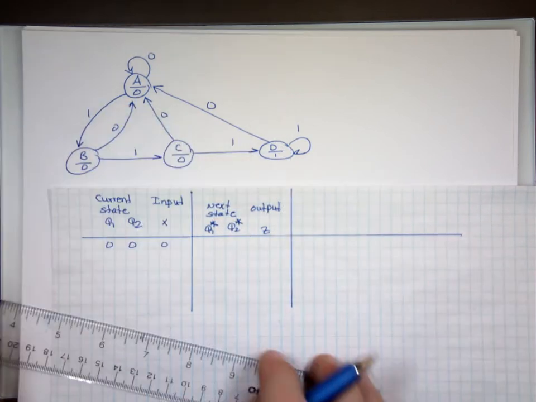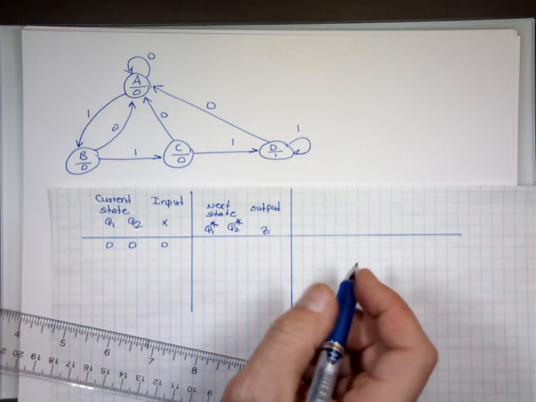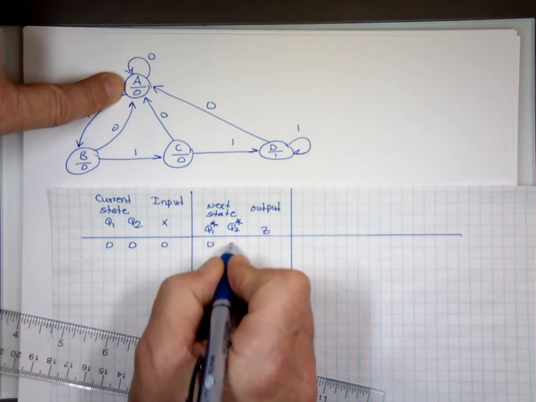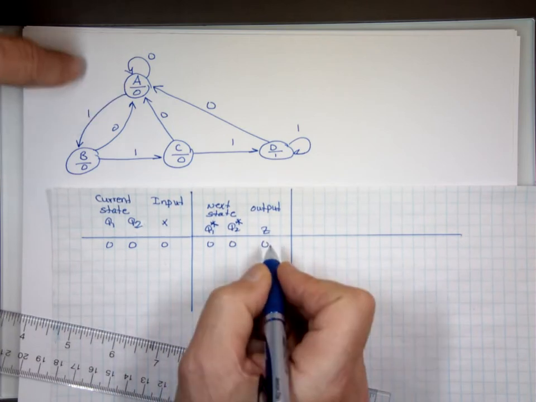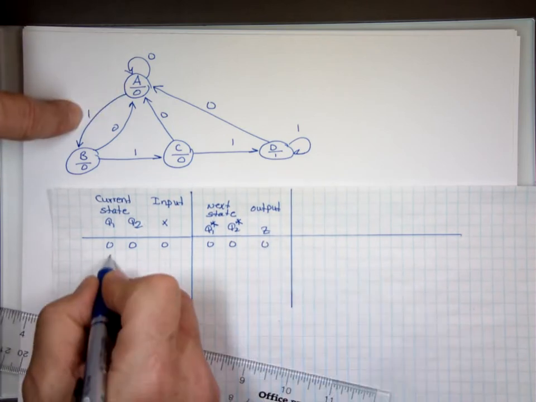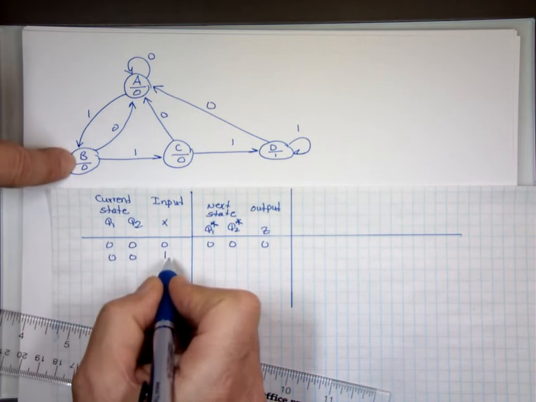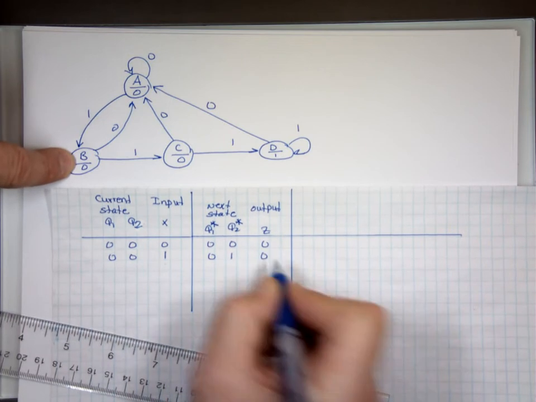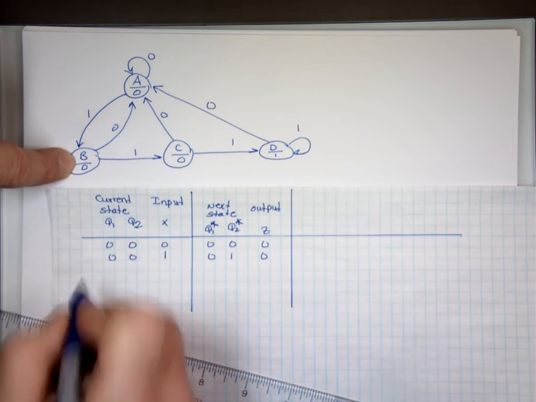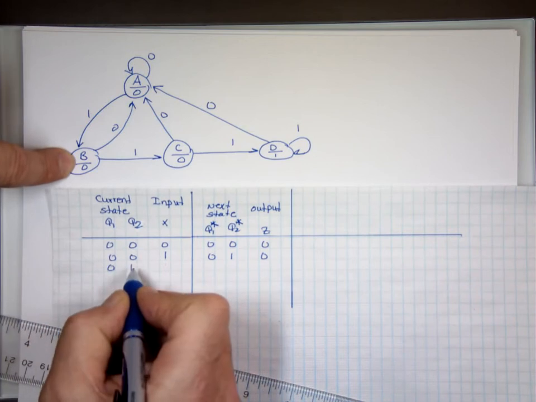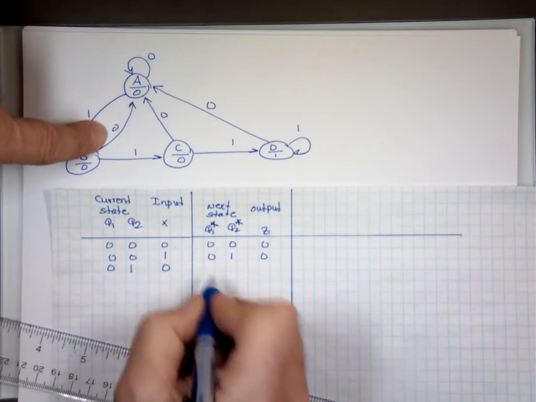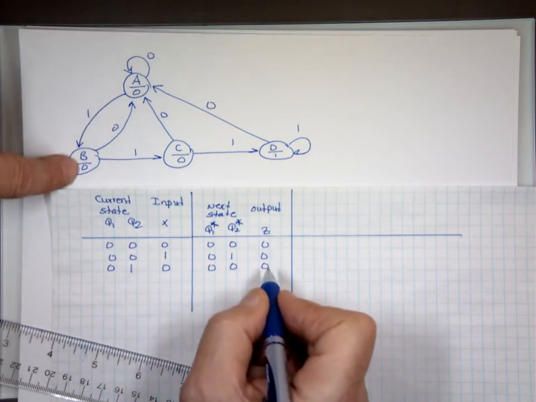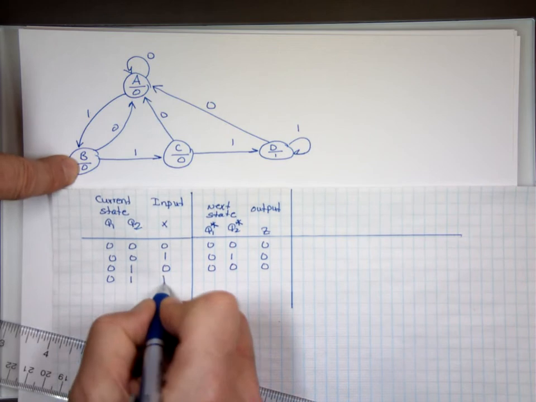So if I'm at 0, 0 right here and I put a 0, I stay there, my output is 0. But if I put a 1, I go to state B, which is 0, 1, and my output is 0. If I'm at 0, 1, state B, and I put a 0, I go to A, which is 0, 0, my output is 0. But if I'm at 0, 1 and I put a 1, I go to state C, which is 1, 0, and my output is 0.